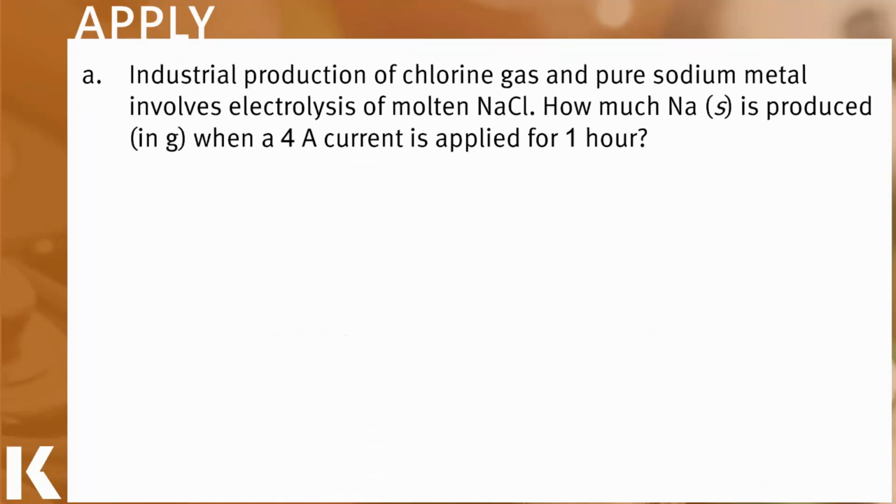So let's start here. In example A, we're told that in an industrial process that produces chlorine gas and pure metal sodium from the electrolysis of sodium chloride, we're going to consume 4 amps of current for 1 hour. So we need to find out, under that set of conditions, how much solid sodium metal is produced.